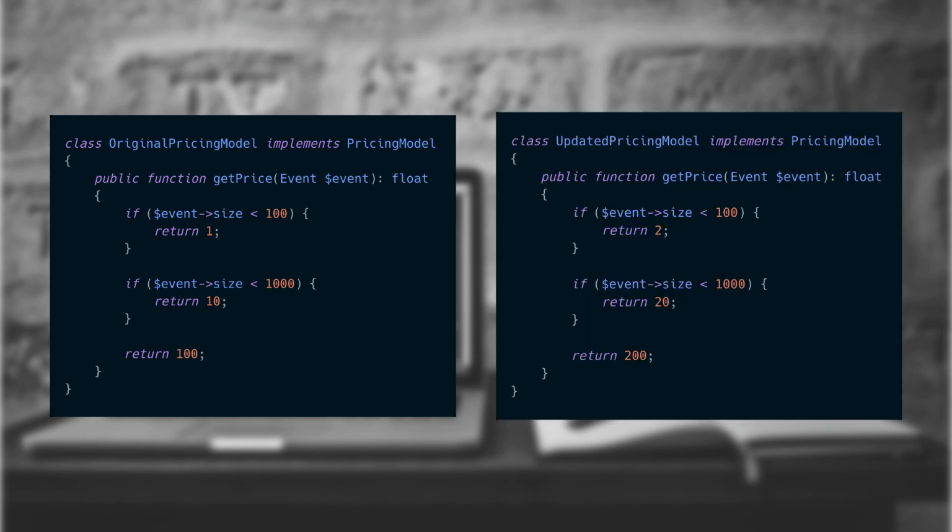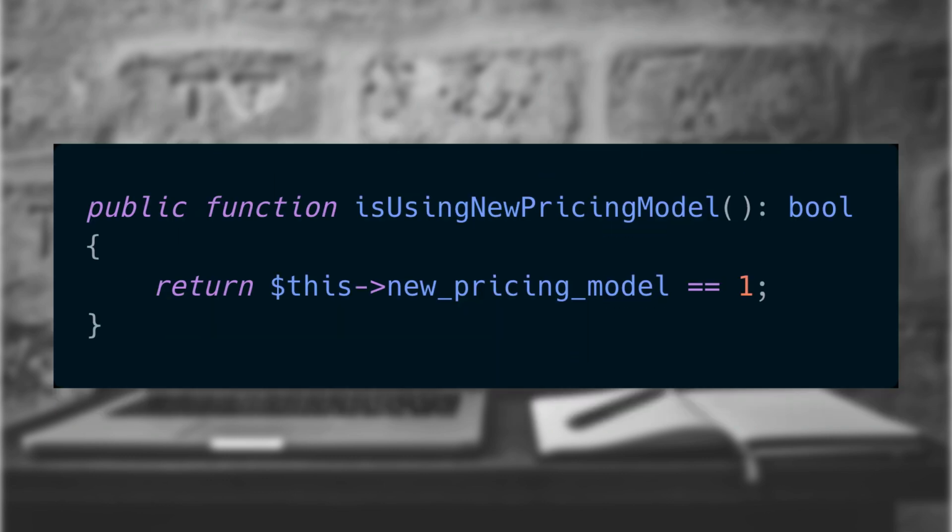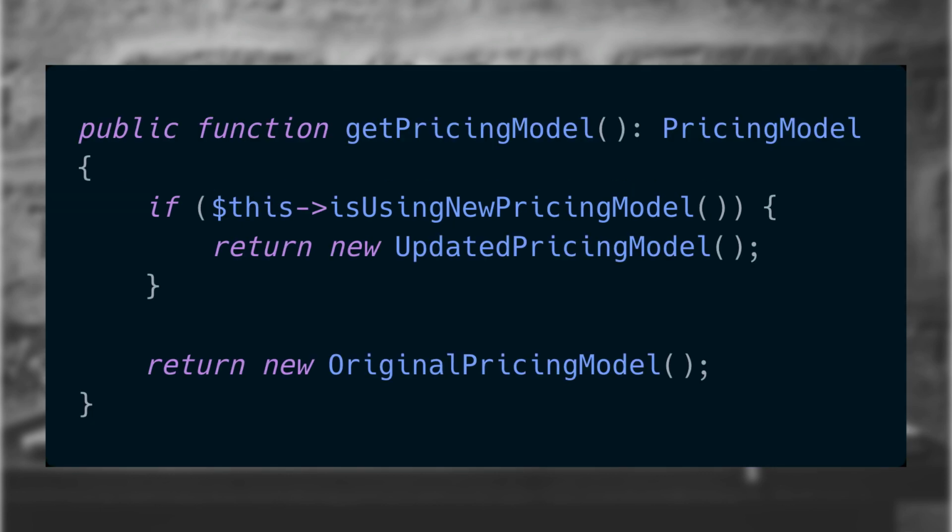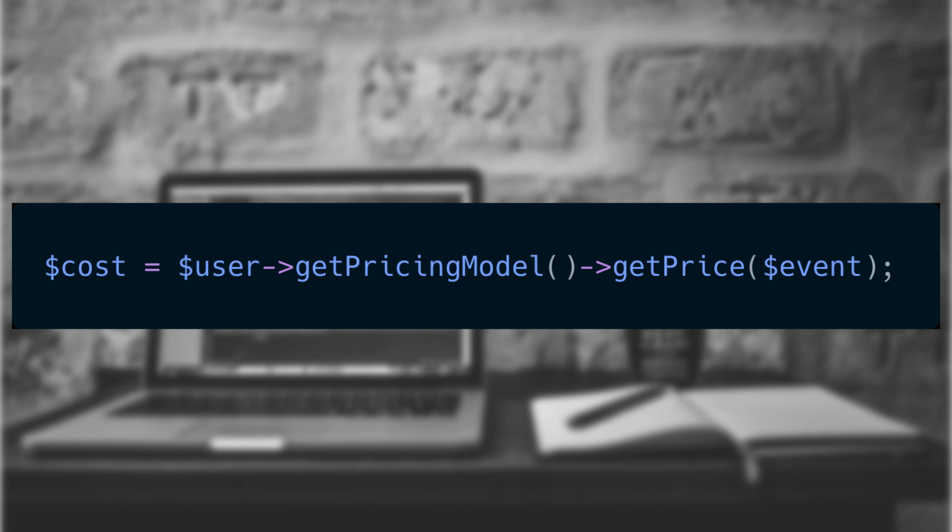Then we can quickly add a class for our updated pricing model. As before, we'll define a function in our users class to determine which logic to use. The database's default value can be 1 so that all new users automatically have the new pricing, and we can set our existing users to 0. We'll also create a function that will load the appropriate class for the pricing. Finally, in our logic where we calculate the price, we can now use the getPricingModel function.